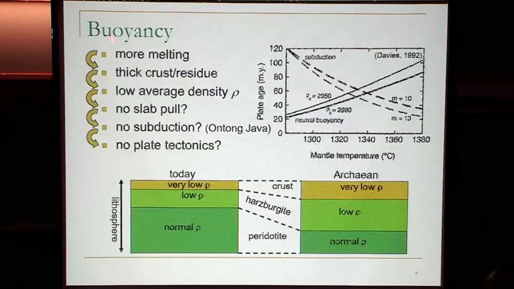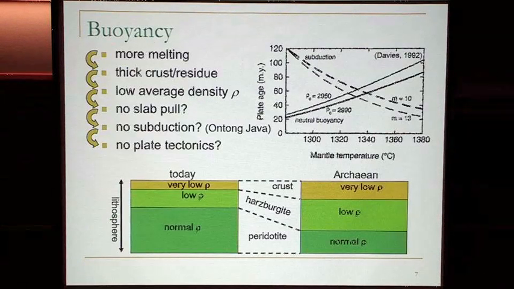So first the buoyancy. As I said, more melting leads to a thicker crust. It also leads to a thicker layer from which the crust is extracted, the residue layer. So these layers are getting both significantly thicker, and both crust and residue have a lower density than original mantle material. And therefore, the average density of the slab goes down.